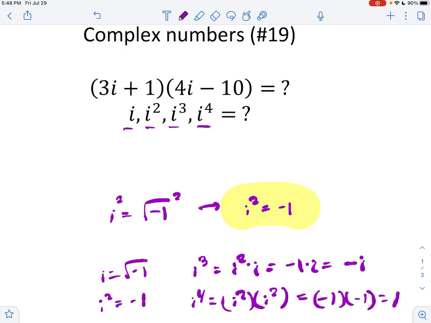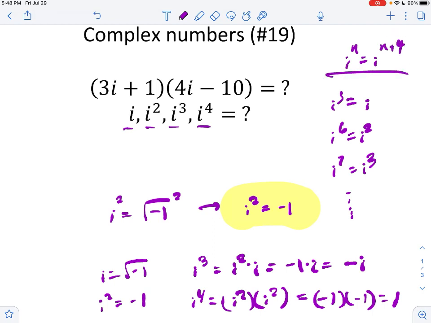And what you'll notice is if I do i to the fifth, it's just going to be equal to i. i to the sixth is going to be equal to i squared. i to the seventh is equal to i to the third. And this pattern goes on. So i to the n is equal to i to the n plus 4. So that's another thing you need to keep in mind. Okay, that will pop up on some problems.